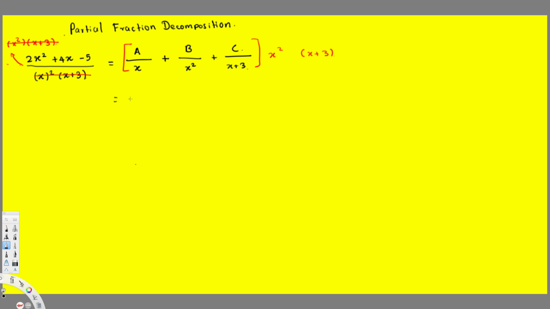So let's write those values. In the first one, we are going to have a times x plus 3, in the second one we are going to have b times x plus 3, and in the third one we are going to have c times x squared, right? So this is the value we get. Now this is equal to 2x squared plus 4x minus 5. In this kind of thing, we can try to equate the coefficients. So let's equate coefficients.